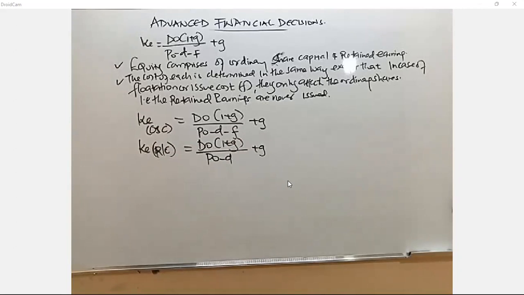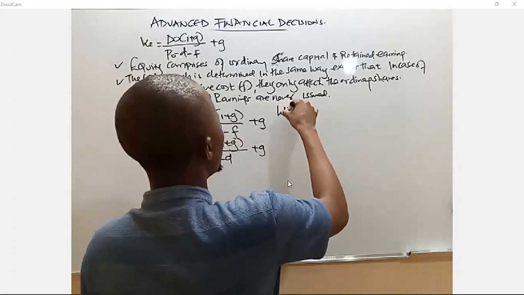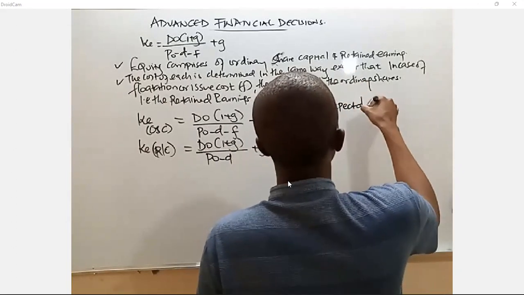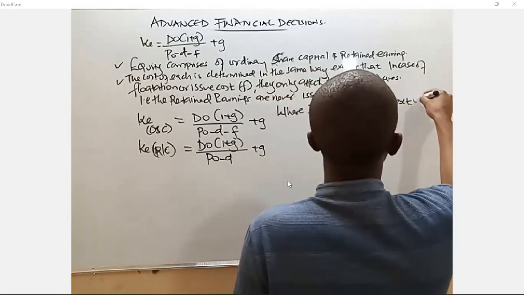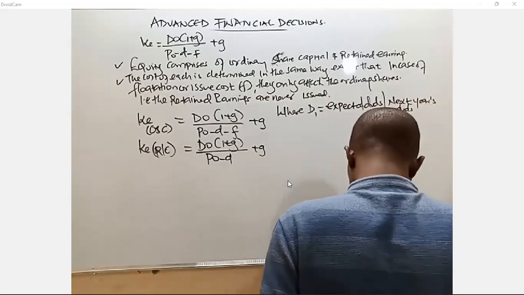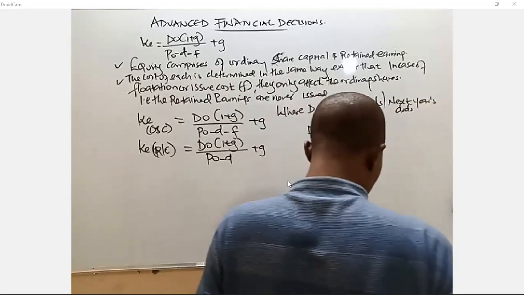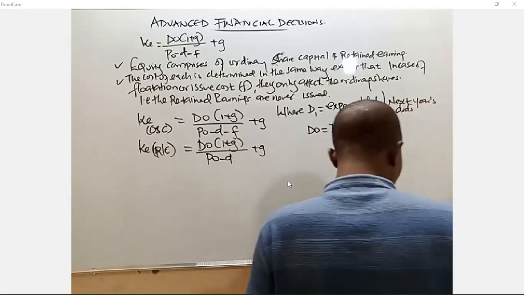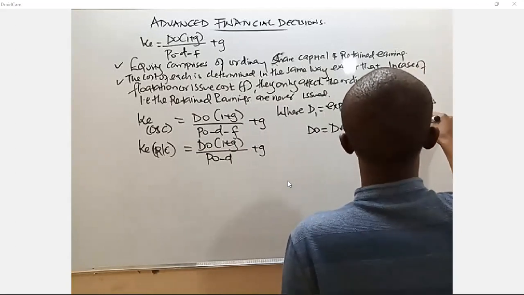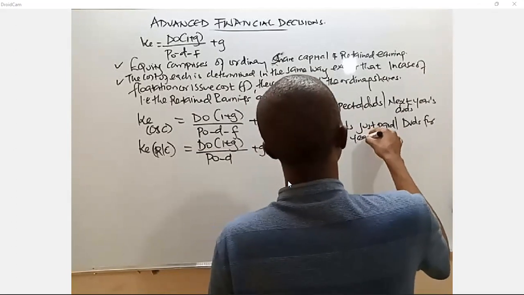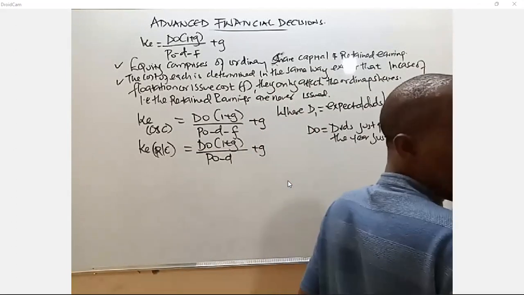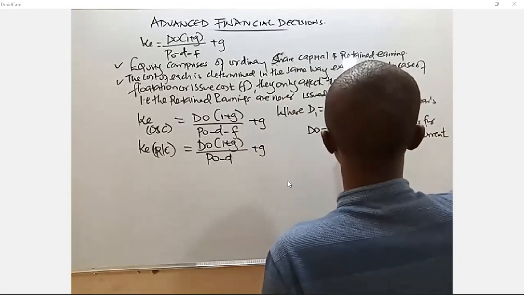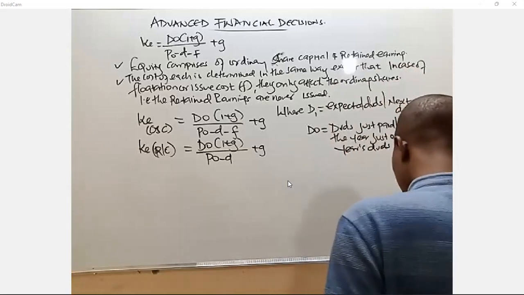Now, in that regard, let me define what I've been talking about here. D1 is the expected dividends, or next year's dividends. D0 is the dividends just paid, also called the dividends for the year just ended, or the current year's dividends. Those are the names basically used to mean D0.